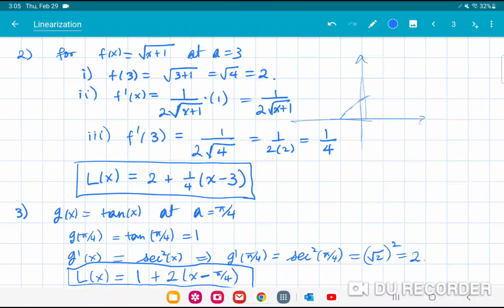This is the y-axis, the x-axis, tangent line at the point a, f of a. This is y equals L of x, and this is y equals f of x, the cube root of x, the square root of x plus 1. And around this point, around the point 3, you can see the graph of the curve and the linear graph are very close to each other. Okay?